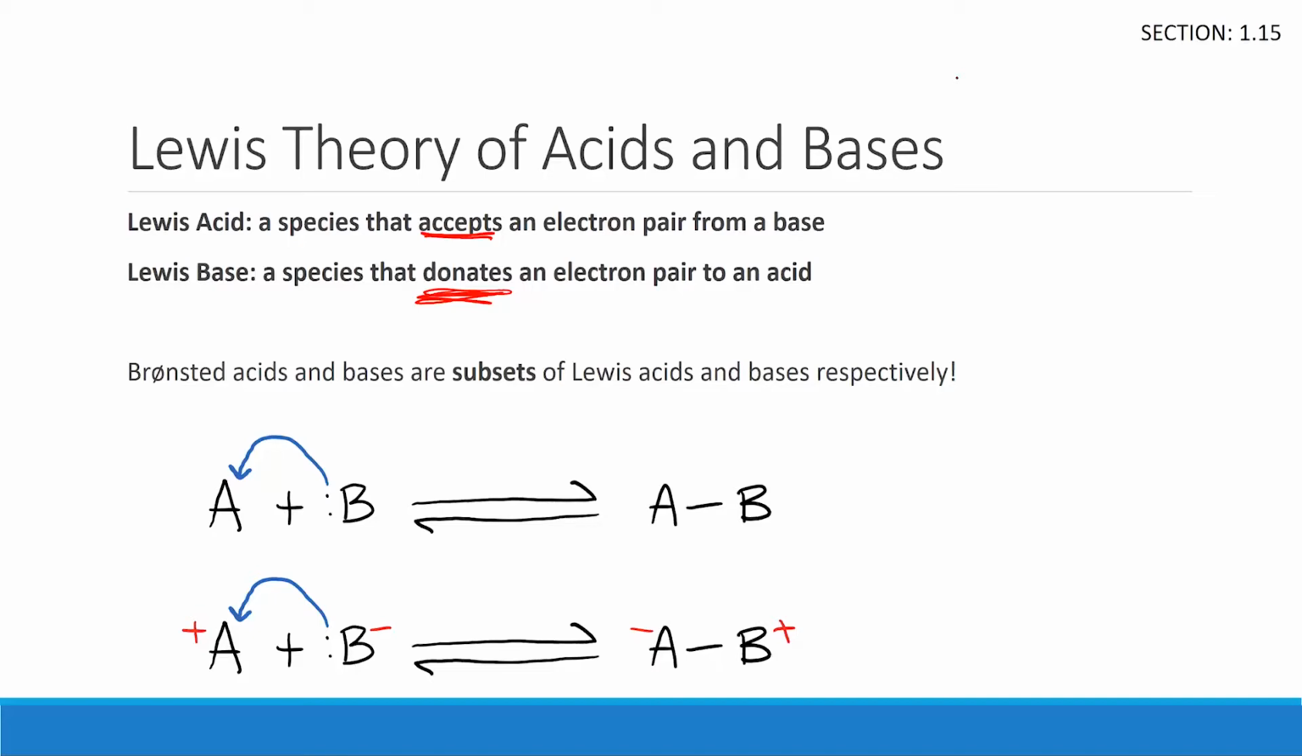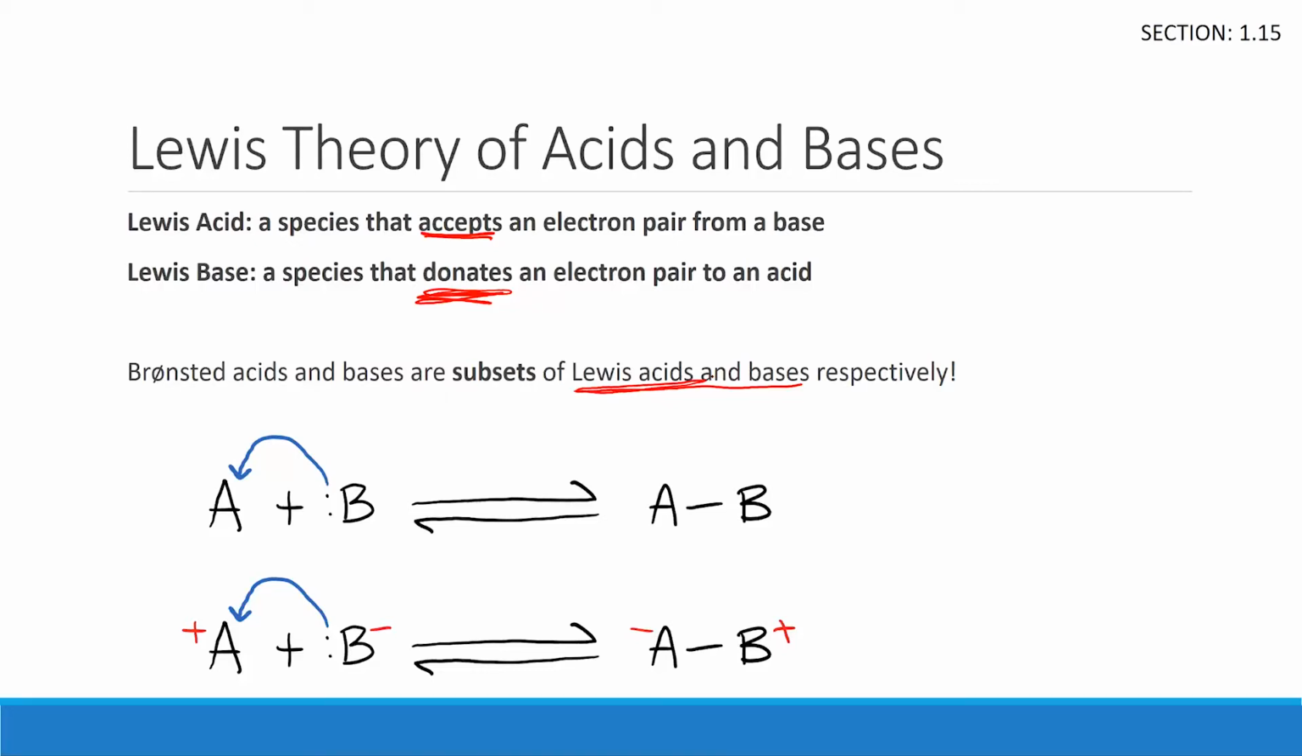Now, Bronsted-Lowry acids and bases are just a subset of Lewis acids and bases. You can define anything based on the Lewis acid base theory, including all of our Bronsted acids and bases.